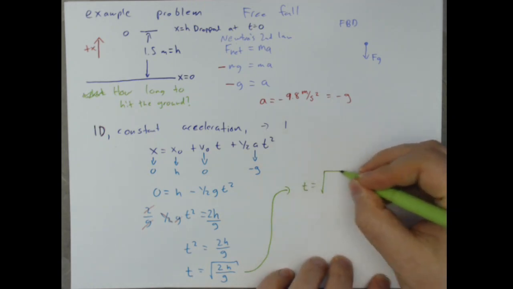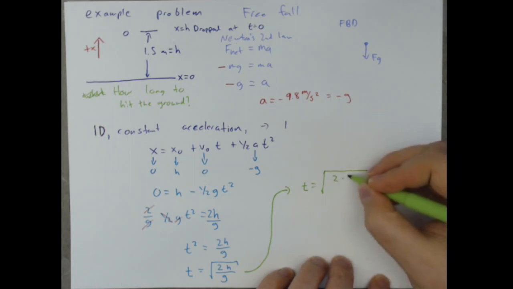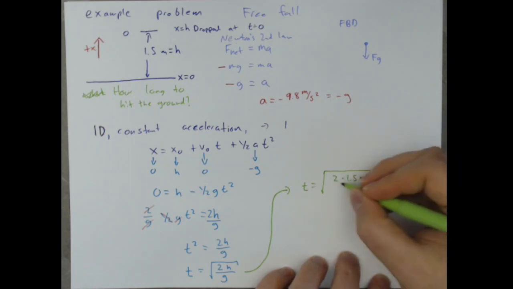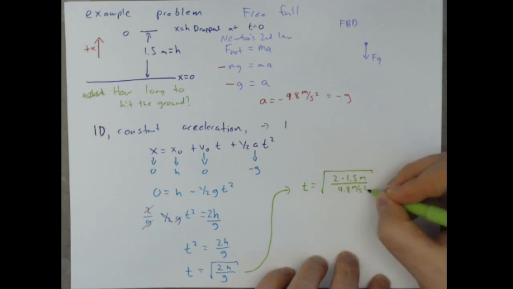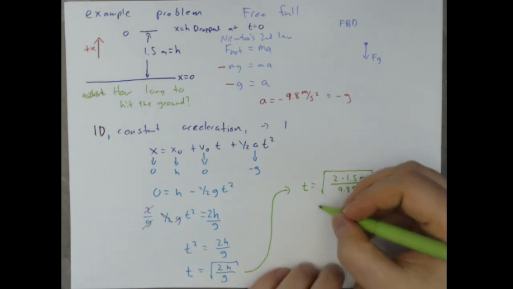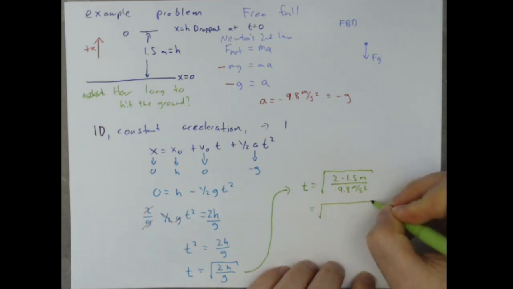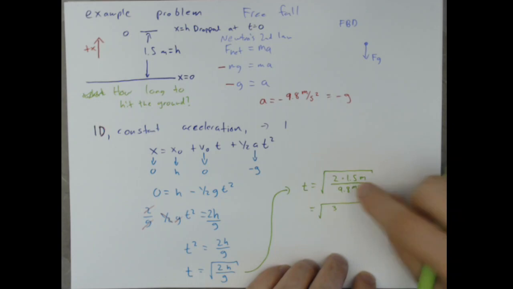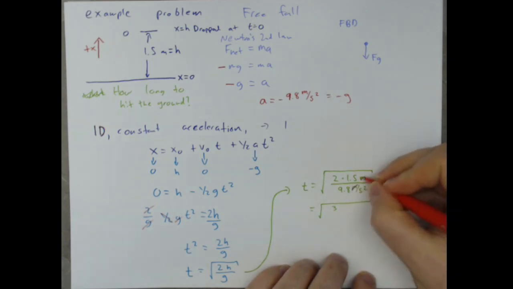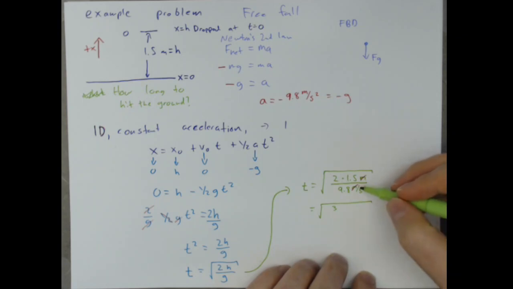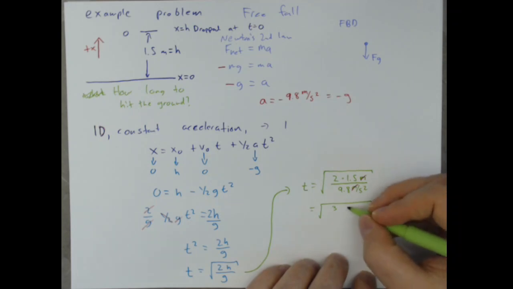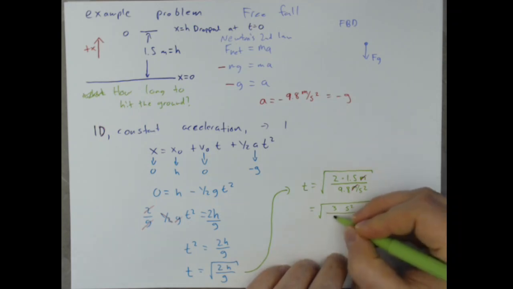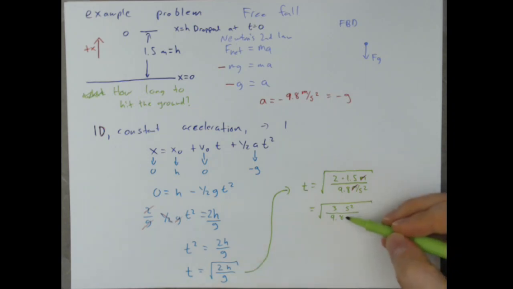So now that I actually want to solve this problem, I can say the time is going to be equal to the square root of 2 times 1.5 meters divided by 9.8 meters per second squared. So I'm going to just overdo this just a little bit. So that's 3. I have meters in the numerator, meters in the denominator, so those meters cancel each other. I have seconds squared in the denominator of the denominator, which actually moves it up to the numerator. So I have 3 seconds squared divided by 9.8.